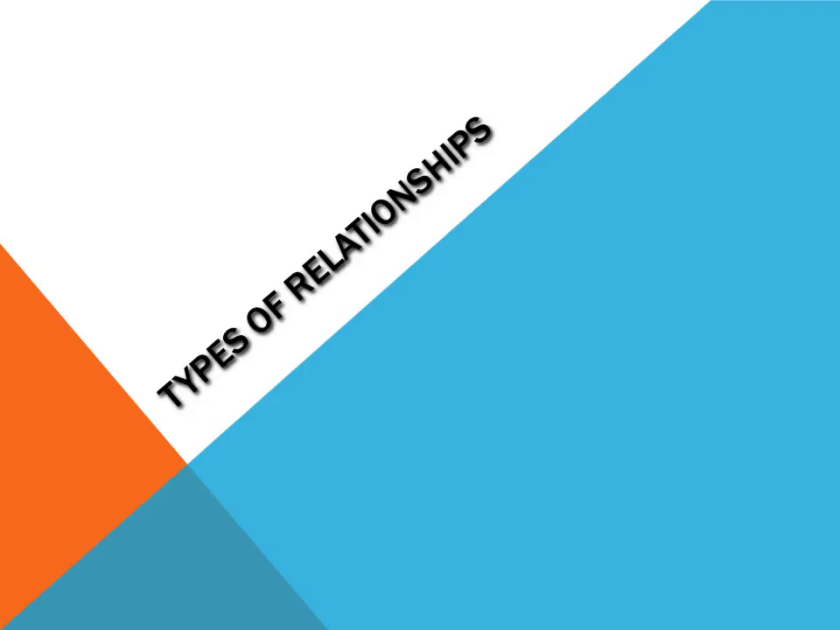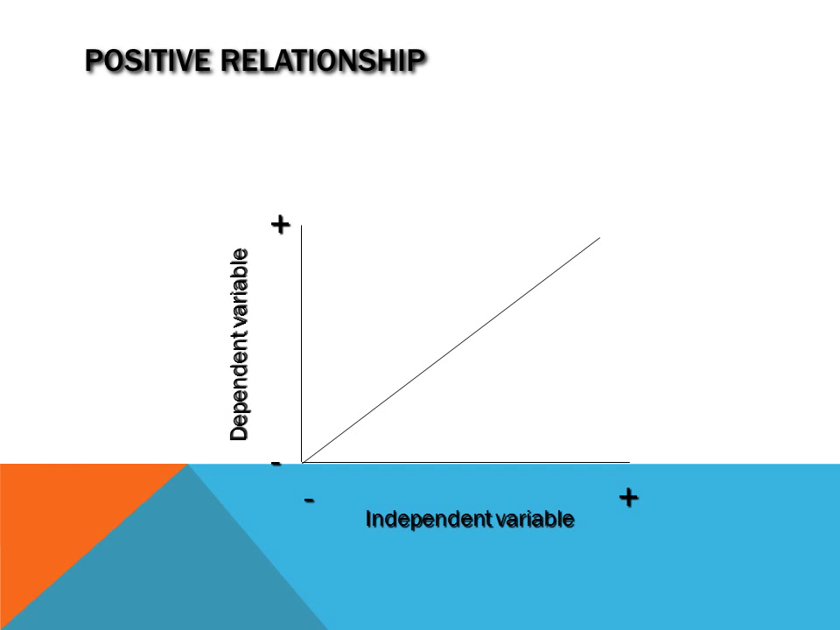The way in which we think of variables is based on how they're related. So 2 variables can be positively related. Positive relationship is positive synchronicity. What that means is when one variable goes up, the other also goes up. When one variable goes down, the other also goes down.